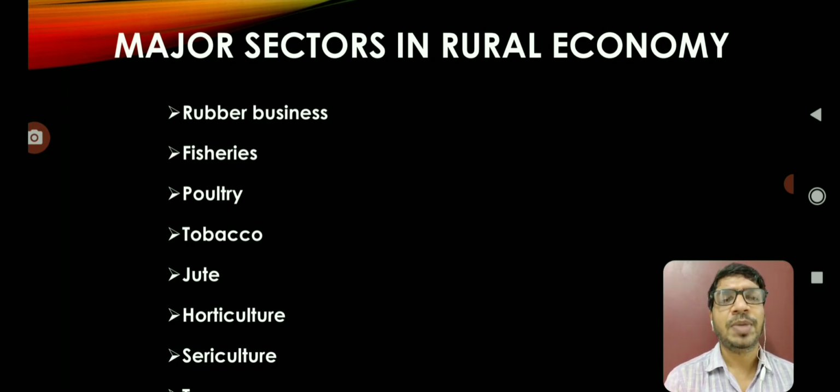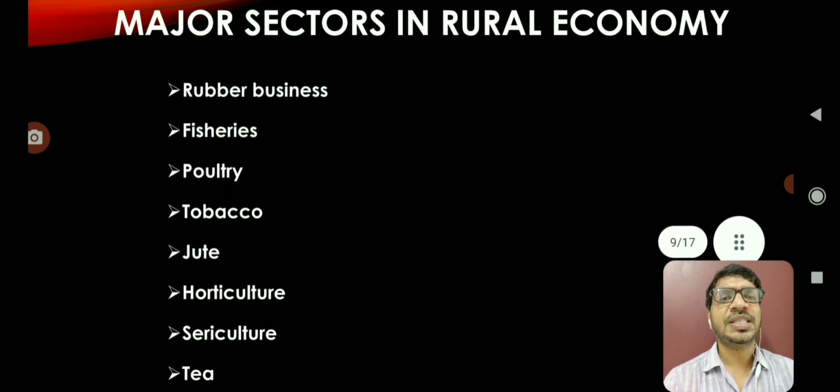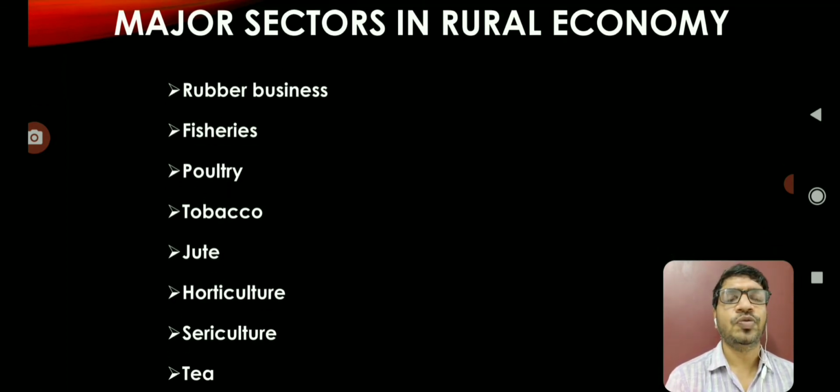What are the major sectors in rural economy? First one is rubber business. There is no order at all. These are the few important sectors dominated by rural economy. Rubber business can be found in some parts of Kerala and Tamil Nadu. Fisheries. Fisheries is found in coastal belt of all the states. And third one is poultry. Generally we can find poultry in rural areas. And fourth one is tobacco.